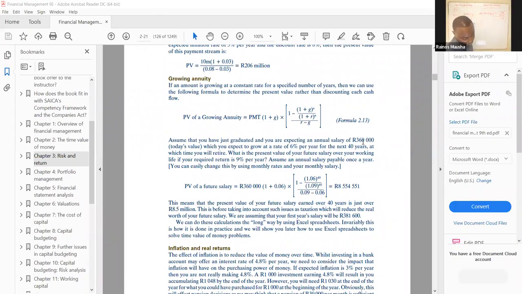So they say you're expecting to receive a salary of 360,000 and it's going to be growing at 6% for the next 40 years. And if your required rate of return is 9%, they ask you to find the present value of this annuity that you're going to be receiving. Please note, I have never seen this question coming in the exam, so don't stress much if it's not given, because it's not something that has been covered when you're doing your undergrad. So it's there, but I've never seen anything related to this coming in the exams or past assignments.